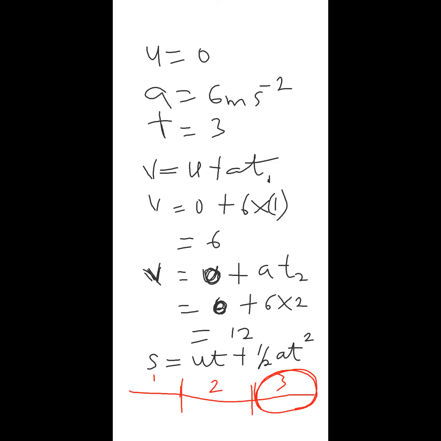So at the end of the day, don't forget the 3 seconds have been broken into 1 second each. We only need the speed at the end of the second second, which is the one that will start as the initial velocity for the third second. So keep that as 12. And then, of course, we will now use S is equal to UT plus half AT squared.